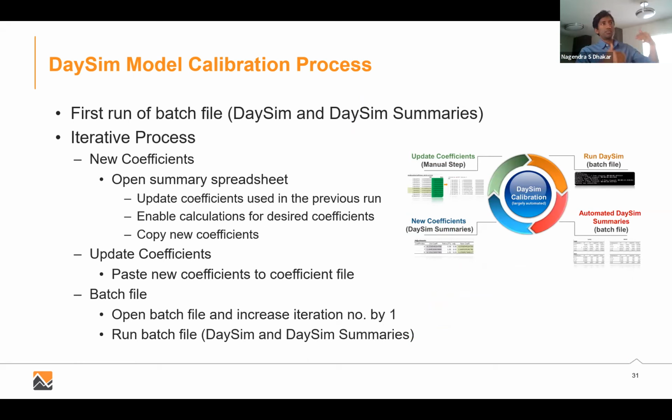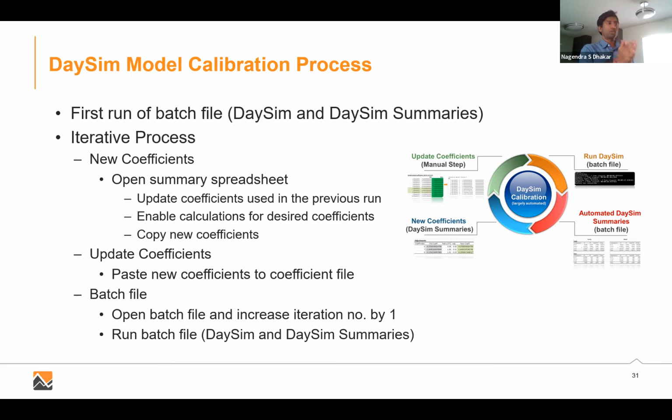So the way it is followed in our calibration process, you will start with the batch file, so that's where you have everything. And if you're doing the first round of iteration, then you will have the iteration number in that batch file set to 0. You will run it with everything the same as you had in your model. You run it, it is going to run DaySim, it is going to generate DaySim summaries, and it will create the folder for the next iteration.